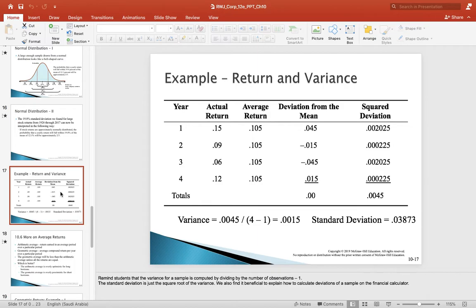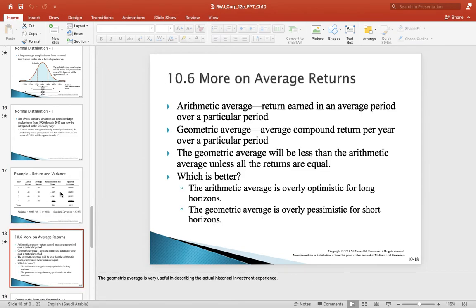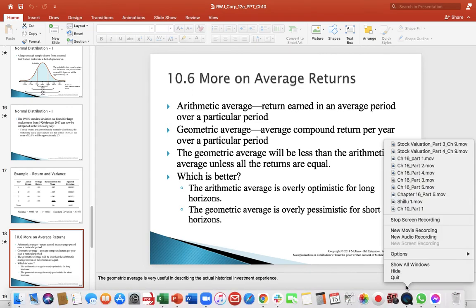Return: total of the returns divided by n is equal to the average return. Return minus average return is equal to the deviation from the return. Square the deviation of the return. Totaling the squared deviations will give you the sum of squared deviations. Divided by n minus 1 will give you the variance. The square root of variance will give you the standard deviation. I hope it is clear. So this is the way we calculate the standard deviation from a particular sample.